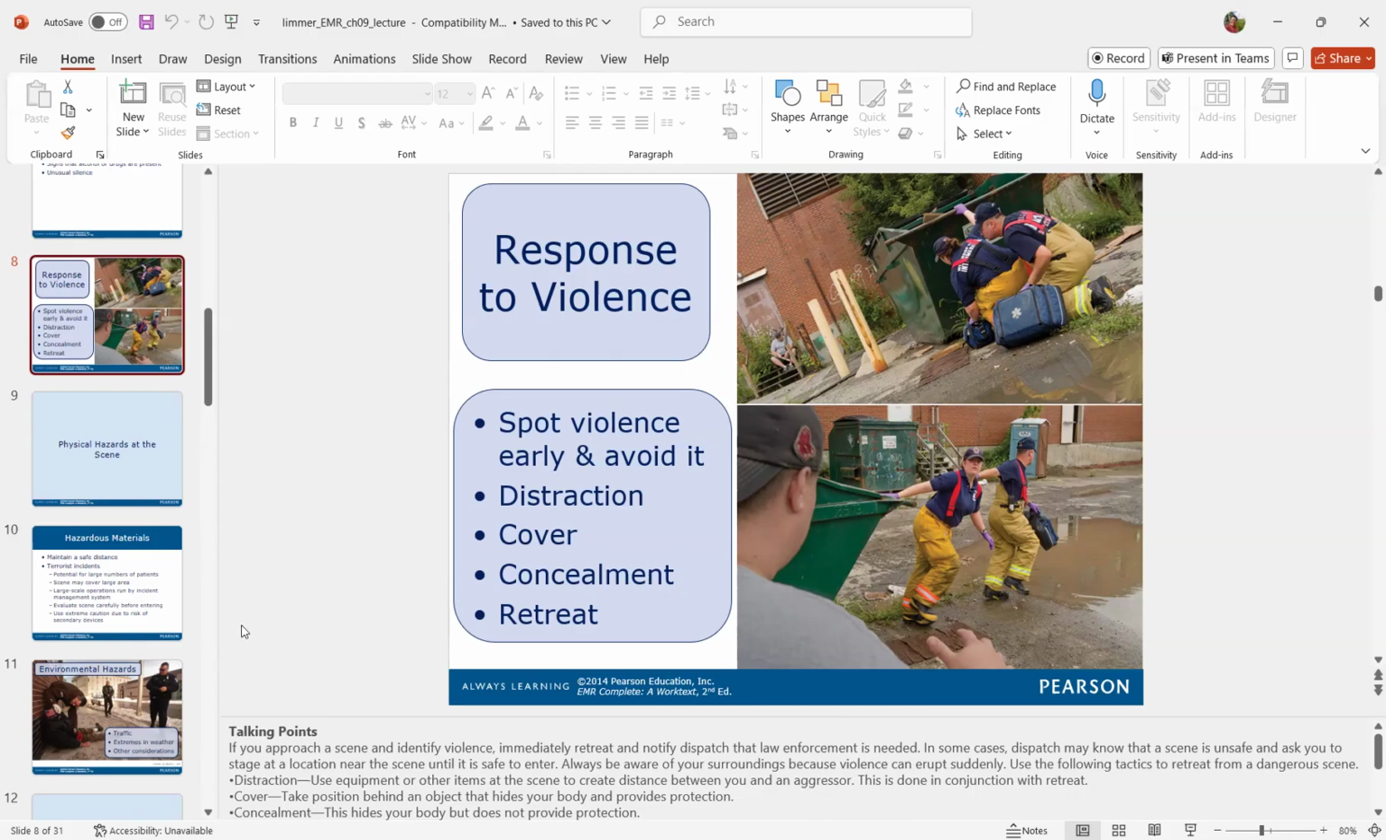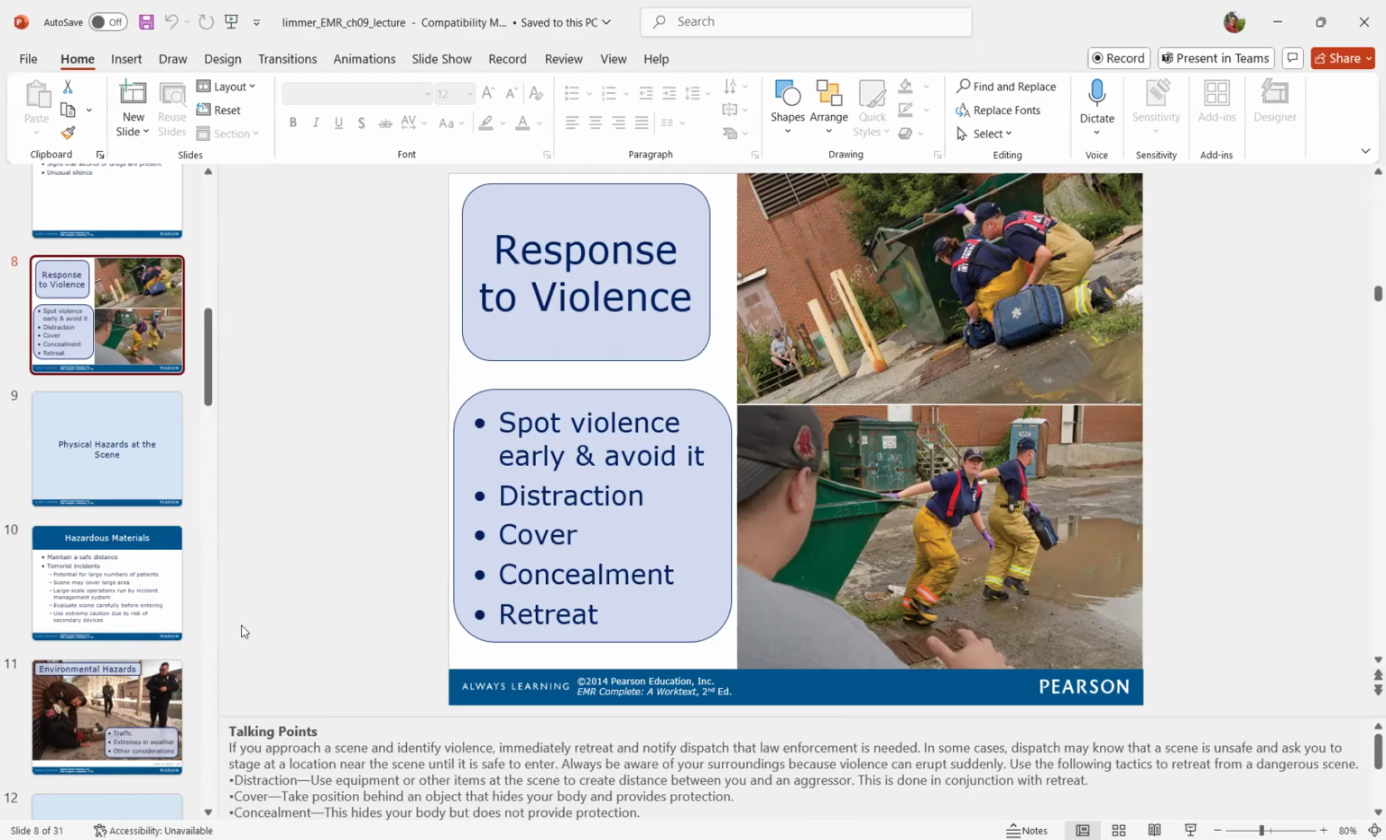Sometimes we know some of the places that we go, and we make sure law enforcement's en route as we go. A lot of times dispatch may also know that the scene is unsafe, so they're dispatching law enforcement as well. So always be aware of your surroundings, because violence can erupt suddenly.